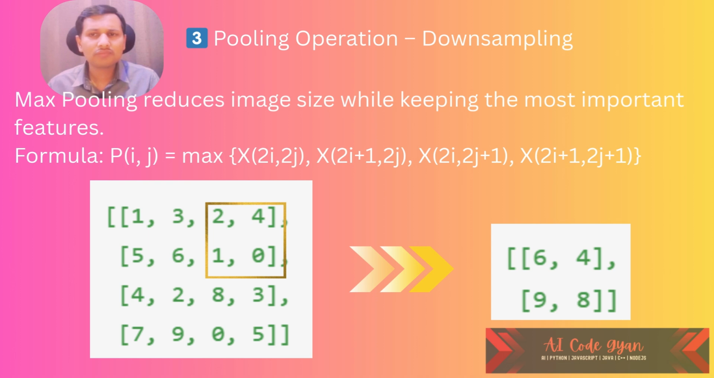Suppose this is a 4x4 matrix, so we are going to take four 2x2 matrices. We are going to take the maximum of 1, 3, 5 and 6, which is 6. Similarly, the next 2x2 matrix is 2, 4, 1, 0, so the maximum will be 4, and similarly 9 here and 8 here. So we get a reduced sampling of 6, 4, 9 and 8.